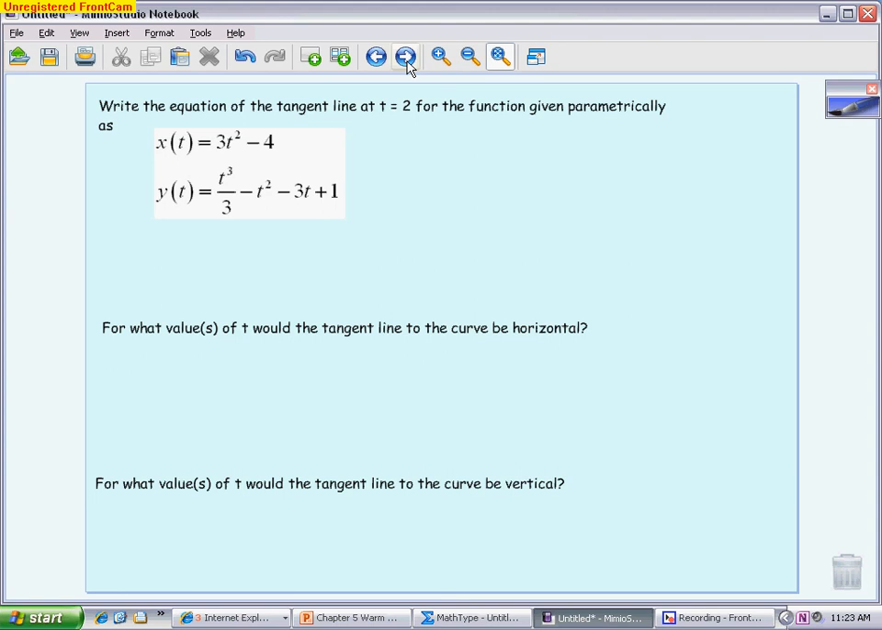So we're given our parametric equations. We're going to write our tangent line equation at 2. First thing I need is the slope, so I'm going to find that derivative again, dy/dt over dx/dt. So dy/dt is t squared minus 2t minus 3. It's nice to write this all out because even when I'm done with this part, it's going to really help me for the next two questions, knowing my derivatives. dx/dt is 6t.